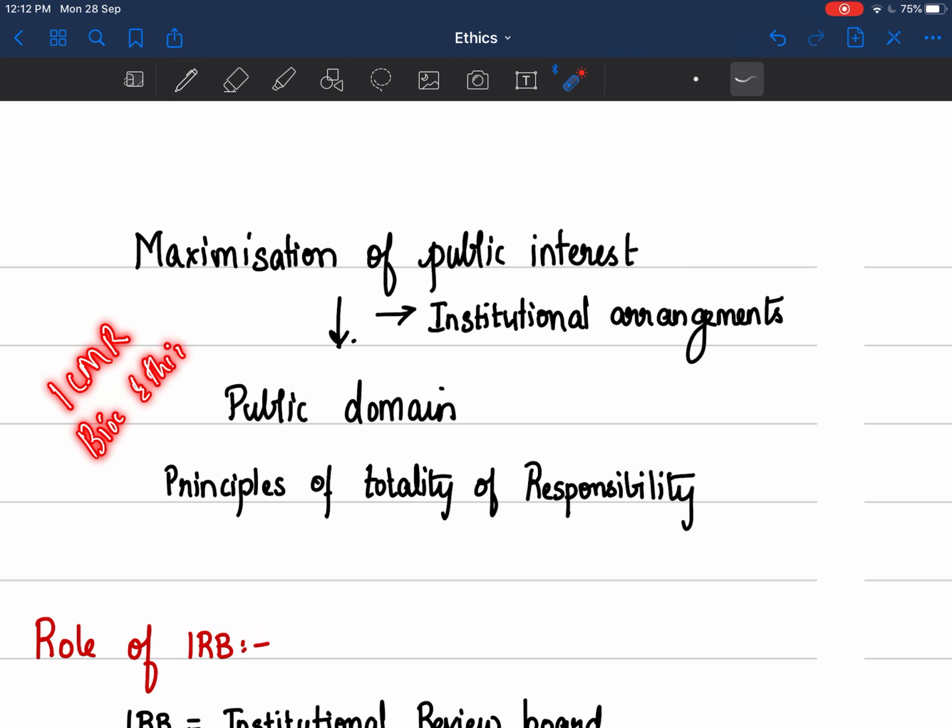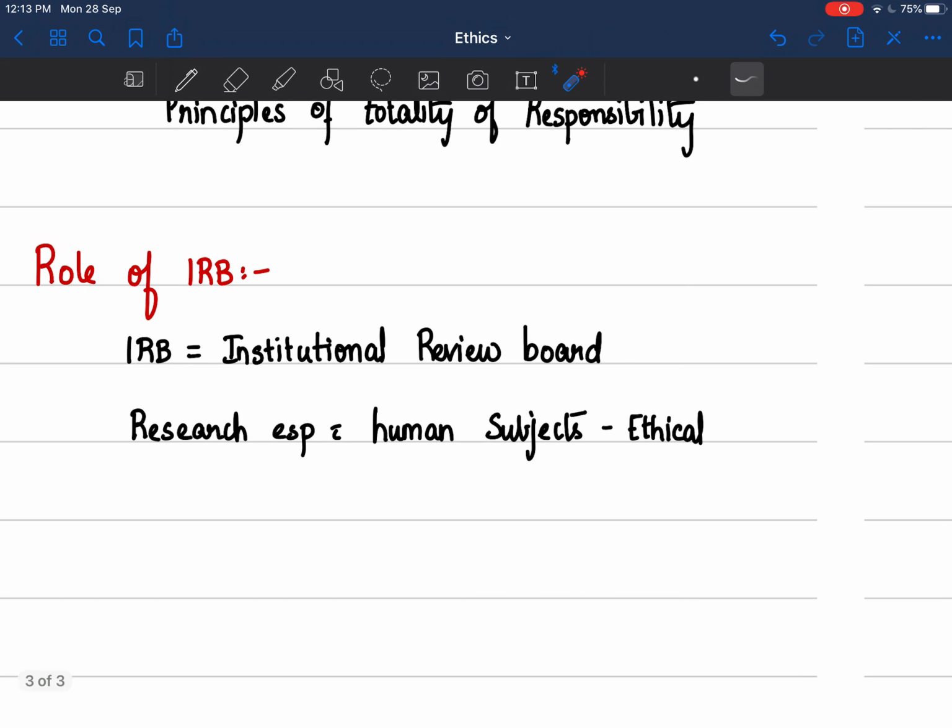Okay. So to make sure all of these are done properly, you have something called the Institutional Review Board, IRB. Okay. So there will be a group of members who belong to multiple categories. There will be doctors, there will be social workers. So all group of people, usually 7 to 8 people will be there, and especially research on human subjects will be analyzed by them to make sure they are done in an ethical way.